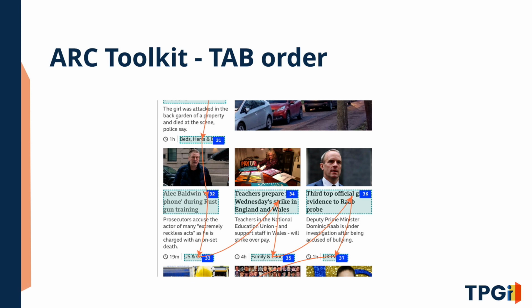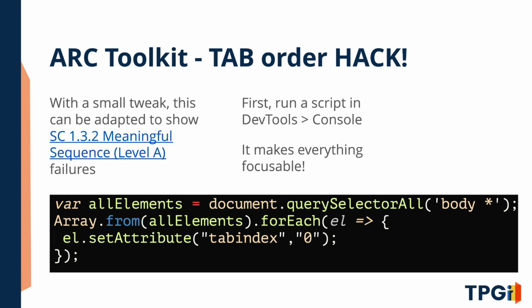This is a close-up view of the tab order, where you can clearly see the path that a keyboard user will take when navigating through. With a little bit of tweaking, we can use the tab order tool to also reveal 1.3.2 meaningful sequence failures. The JavaScript shown here looks for every element in the body and gives it a tab index of 0. In other words, something that we tell our clients never to do. But hear me out. You run the script and then you run the tab order tool.